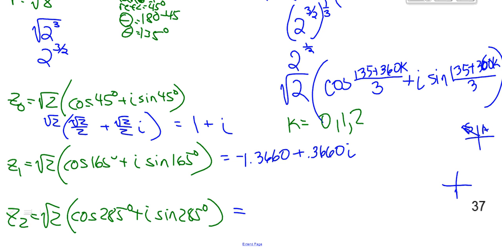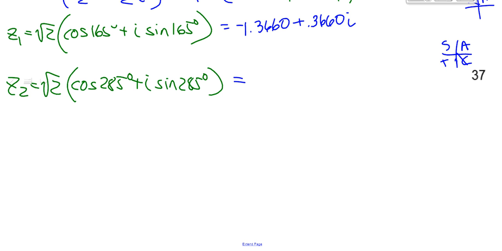So this is 270 there, 285 is all here. All students take calculus. Cosine should be positive, sine should be negative. What do you have? 0.3660 plus, I was going to write, but it'll be minus. Minus what? So isn't that interesting? Maybe.